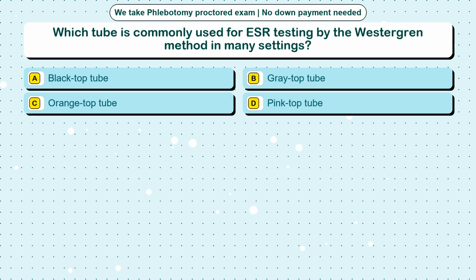Question 20. Which tube is commonly used for ESR testing by the Westergren method in many settings? Option A, black top tube. Option B, gray top tube. Option C, orange top tube. Option D, pink top tube.